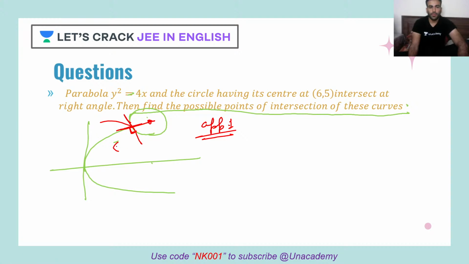So here a is 1. So this will be 2t square and 2t. Fine. So this will be my parametric coordinates. Now tell me one thing. This point is also lying on this circle as well, correct?